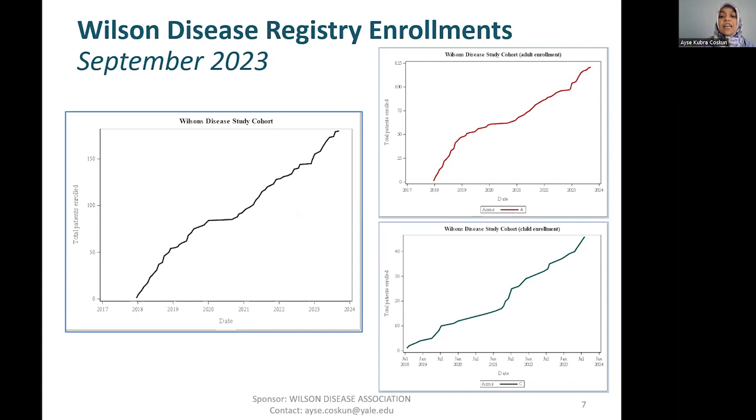Currently, 180 patients have been enrolled to the registry. Among them, 59 are pediatric patients, and 16 of these pediatric patients transitioned to the adult cohort once they reached the age of consent. The plateau in these graphs, seen here, here, and here, reflects the period that research activities were suspended or limited due to COVID-19 pandemic.